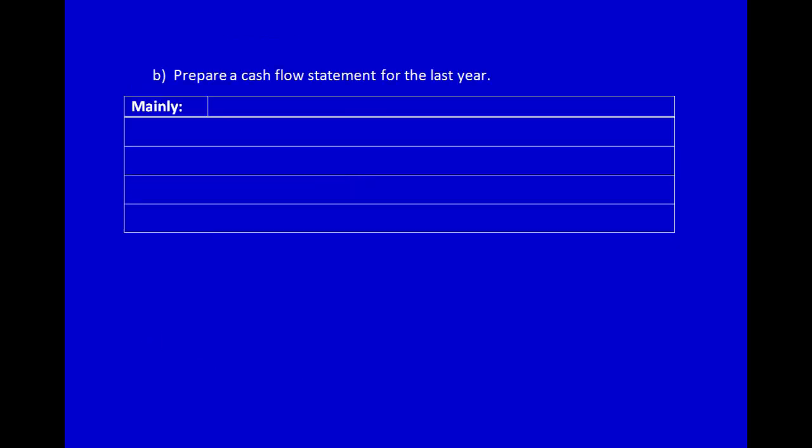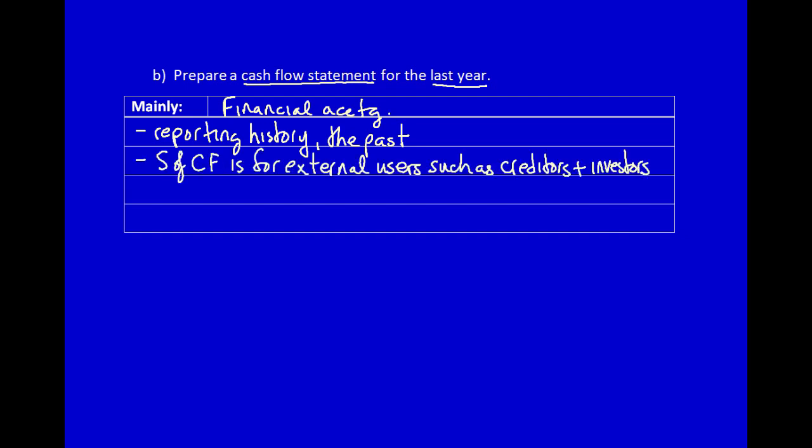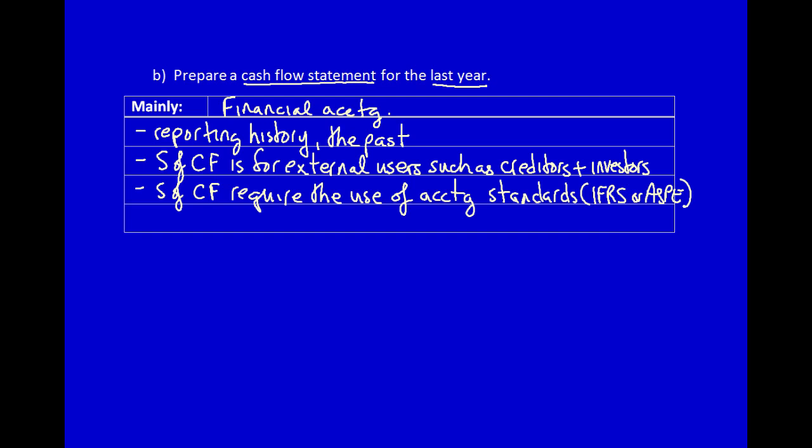Moving on to B. Prepare a cash flow statement for the last year. Again, the language in the question, cash flow statement, and last year. We're reporting history, and that references financial accounting. In addition, the statement of cash flows is produced for external users, such as creditors and shareholders. When we're preparing a statement of cash flow, we have to use accounting standards, such as IFRS and ASPE. The statement of cash flow clearly covers the whole organization. All of this tells us that this is for financial accounting.